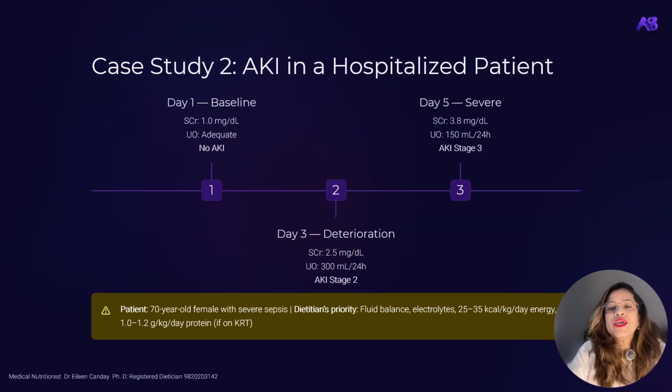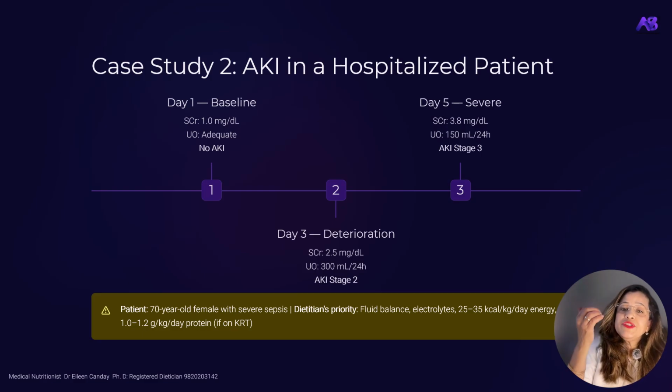Let's look at a quick case: a 70-year-old female with severe sepsis, experiencing rapid kidney function decline over 5 days. At baseline, her normal serum creatinine is 1 mg per deciliter, with adequate urine output, and there are no signs of AKI yet. Now on day 3, what happens? Her creatinine rises from 1 to 2.5 and the urine output drops to 300 ml in 24 hours. So now she meets the AKI stage 2 criteria.